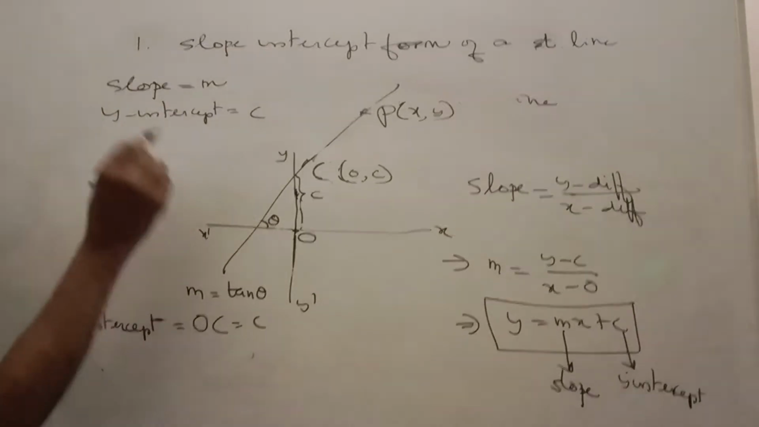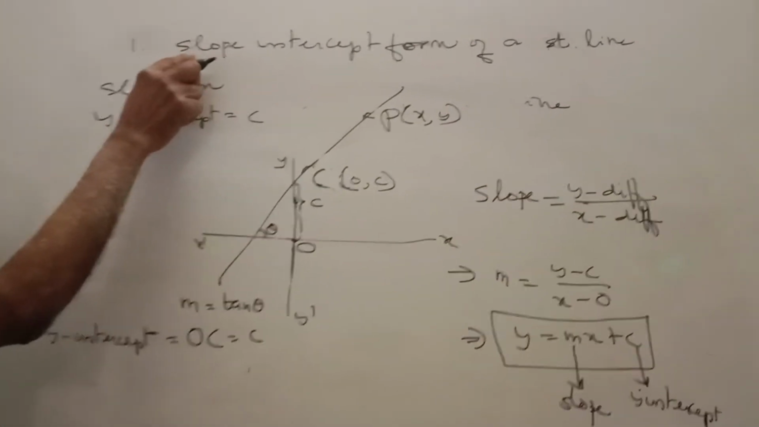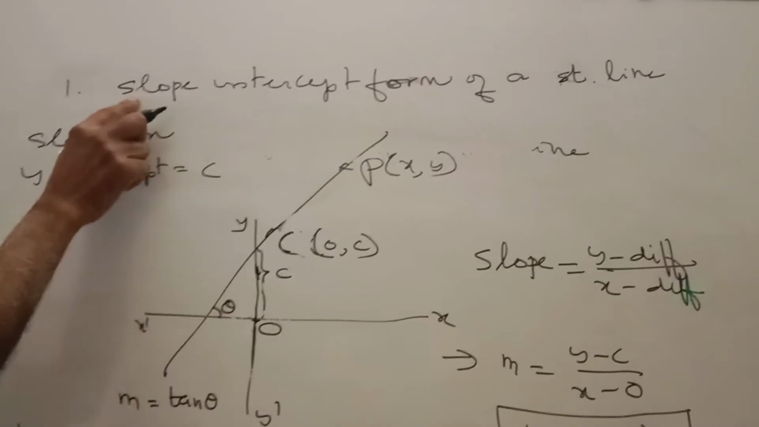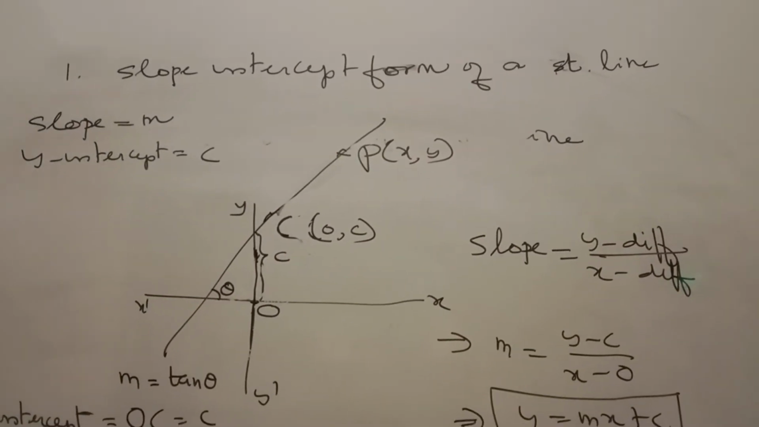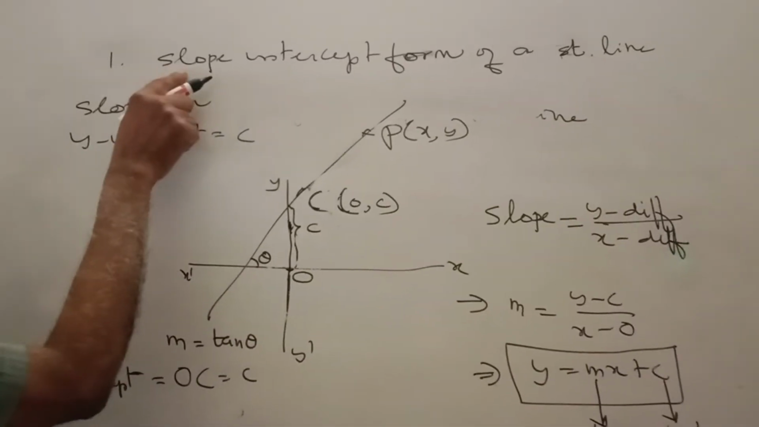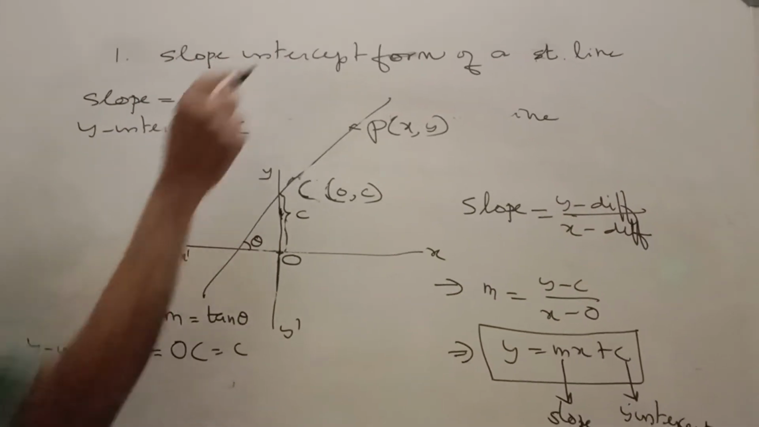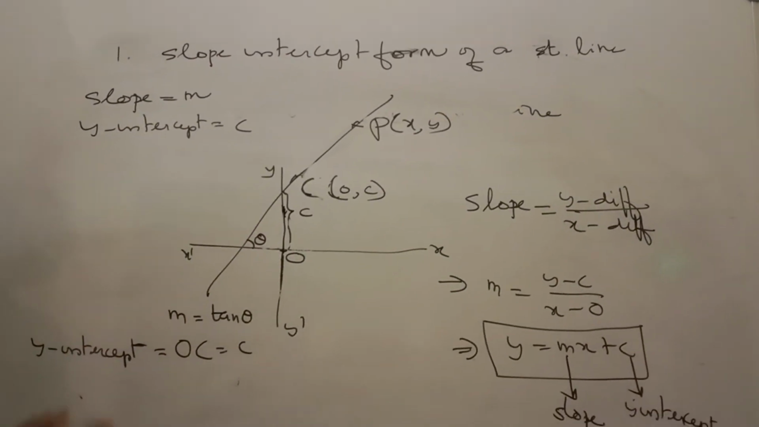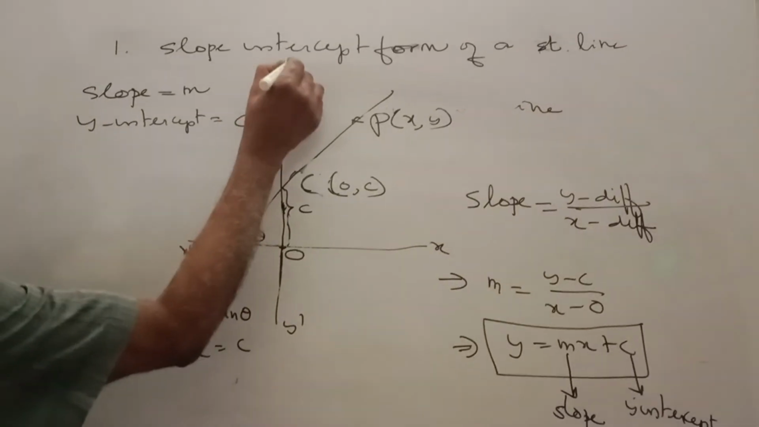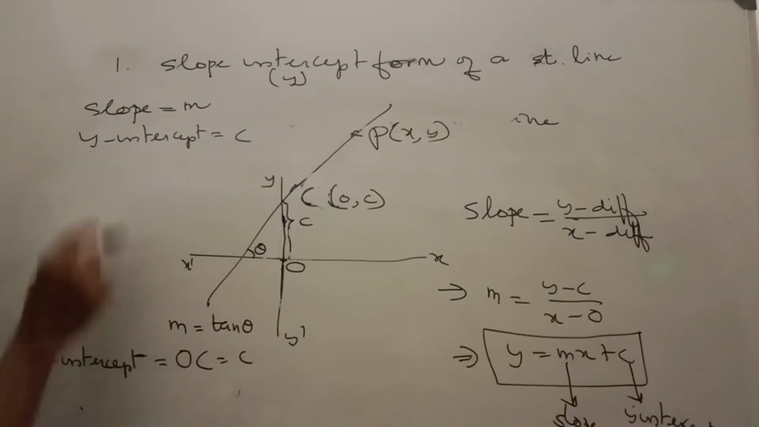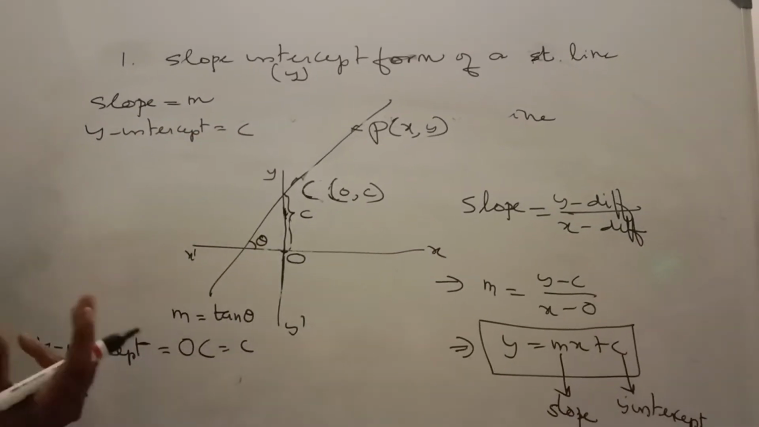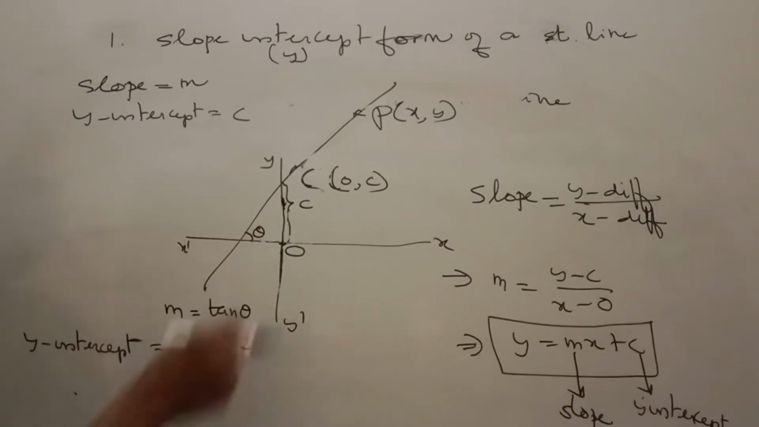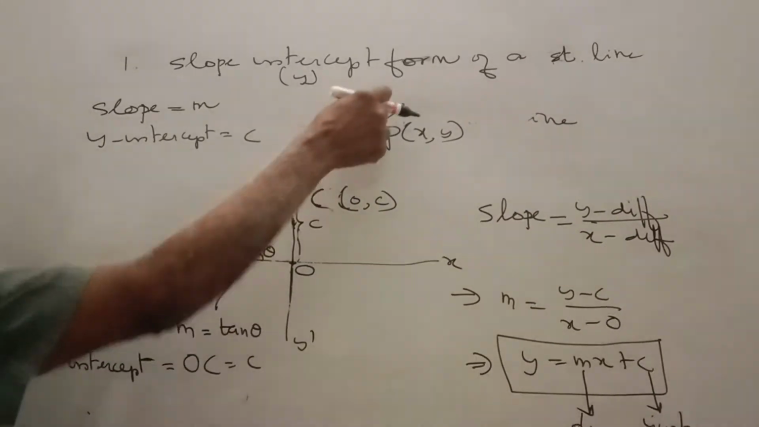Now we consider the first form of the equation of a straight line, which is called the slope-intercept form. As the name indicates, the slope will be given, and the intercept is given. We know that there are two intercepts. In this case, the y-intercept will be given. So slope equals m, y-intercept equals c. What is the equation of that line?